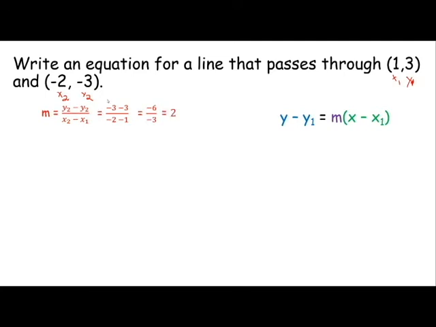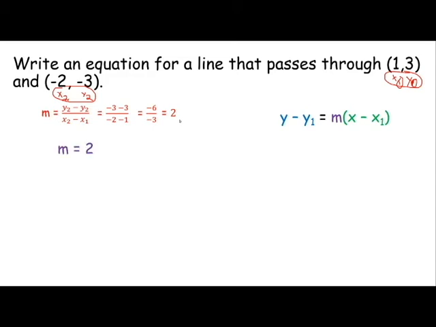Now, keep in mind, if I had made these x1, y1 and had made this x2, y2, I would have got the same result. I would have just started off with, I believe, a positive 6 on top and a positive 3 on bottom, which would still give me a positive 2. So don't worry too much about which one you pick. Just make sure that your 1s are together and your 2s are together. Now, I have a slope of 2.